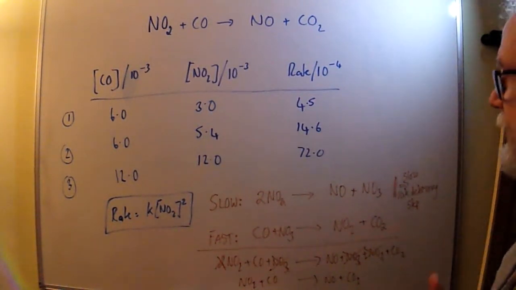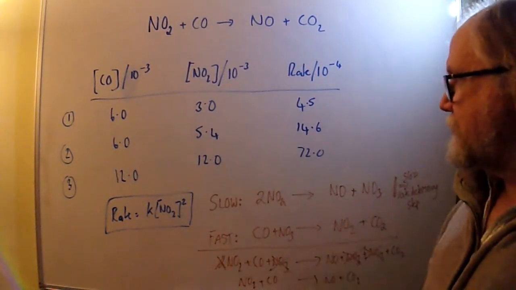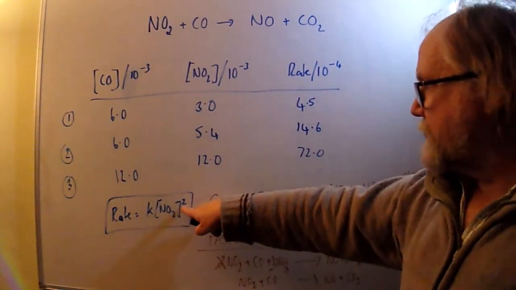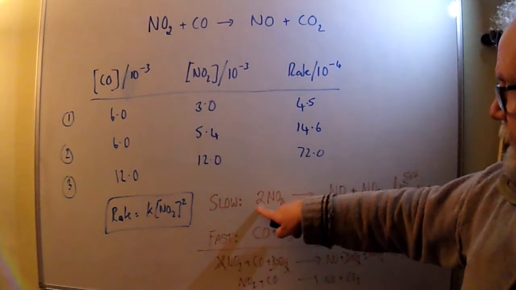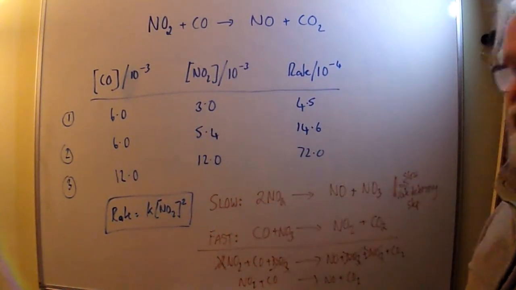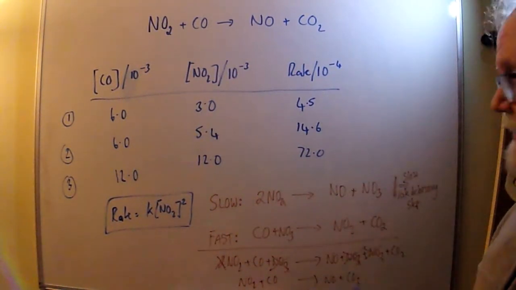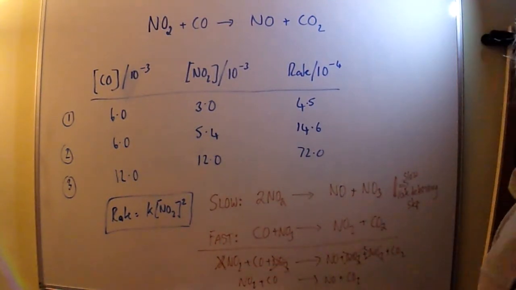Okay, so that approach to mechanisms is important. The key relationship to remember is that the order of reaction is equal to the number of things reacting in that slow rate determining step. And then you just make everything else fit around that to give you the correct overall equation.